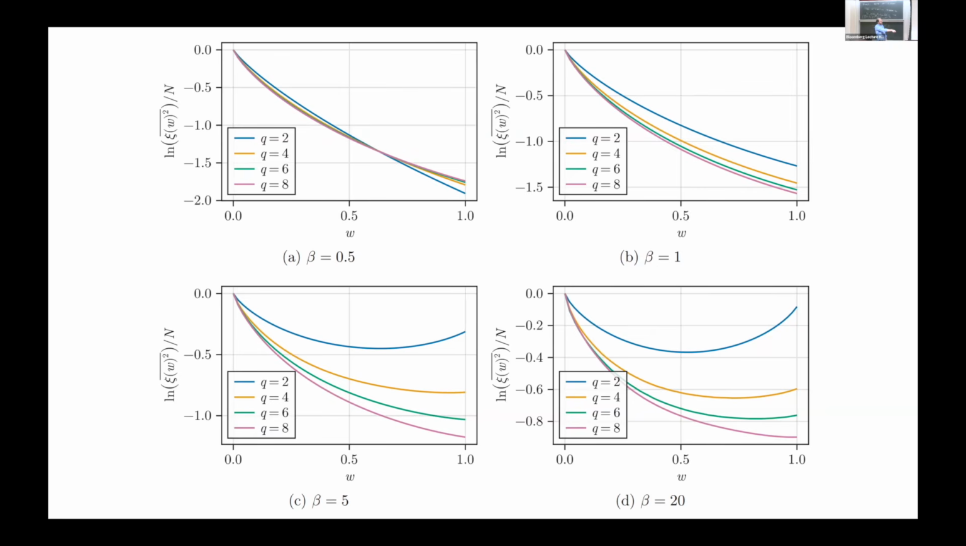Beta equals 20 is as far as I'm going to show you because basically we're losing control of the numerics past that. We don't have enough time points to resolve larger beta. So that's kind of the best we can do with our current technology.